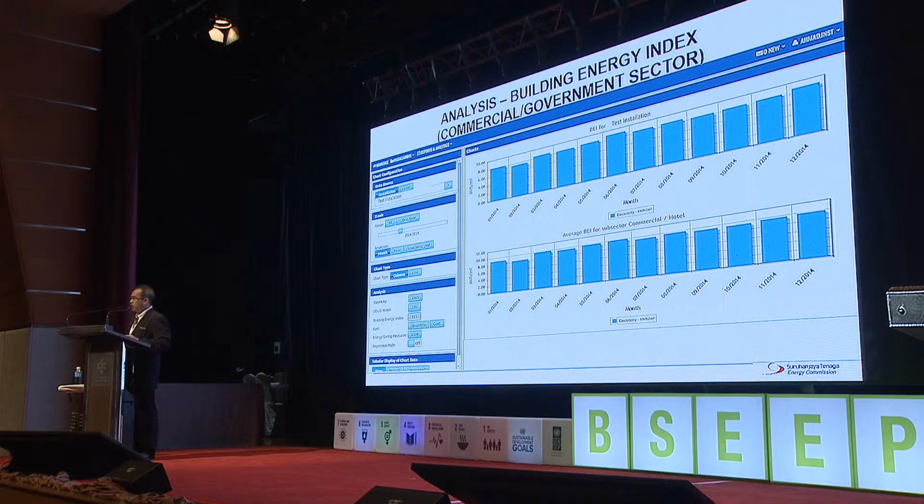And for commercial buildings, we will be comparing the BEI, Building Energy Index, for that particular installation compared to the average BEI of the same sector. Banking with banking, hotel, hospital with hospital, schools with schools, universities with universities.